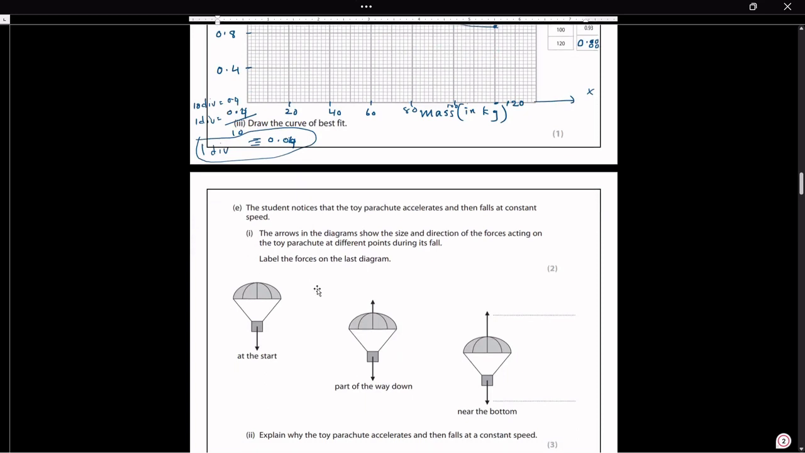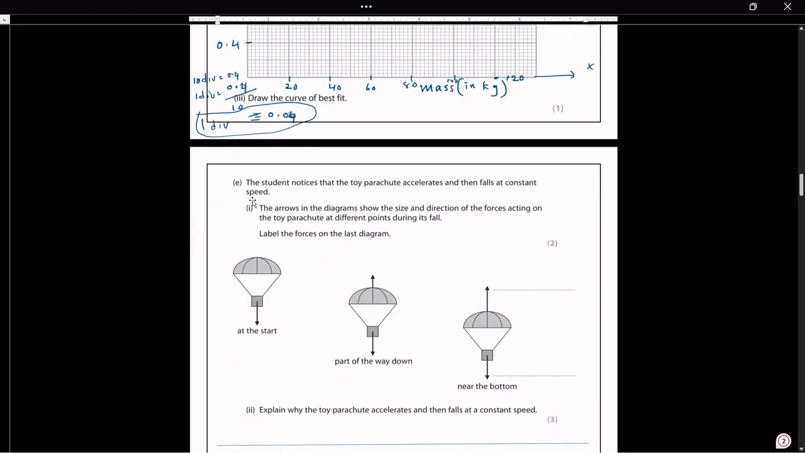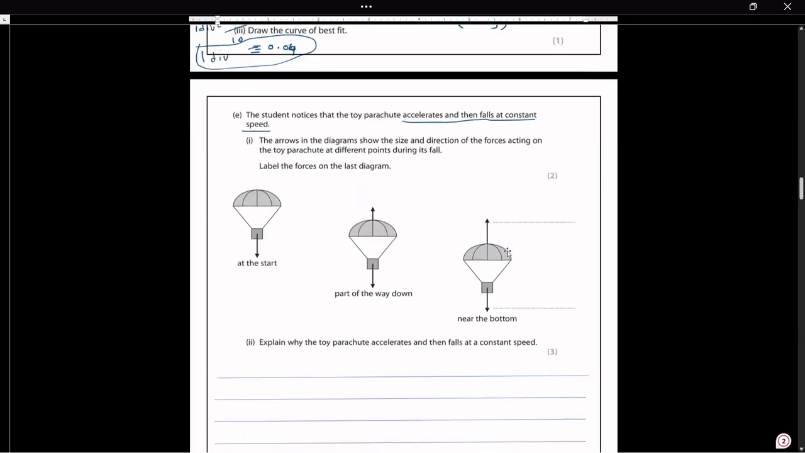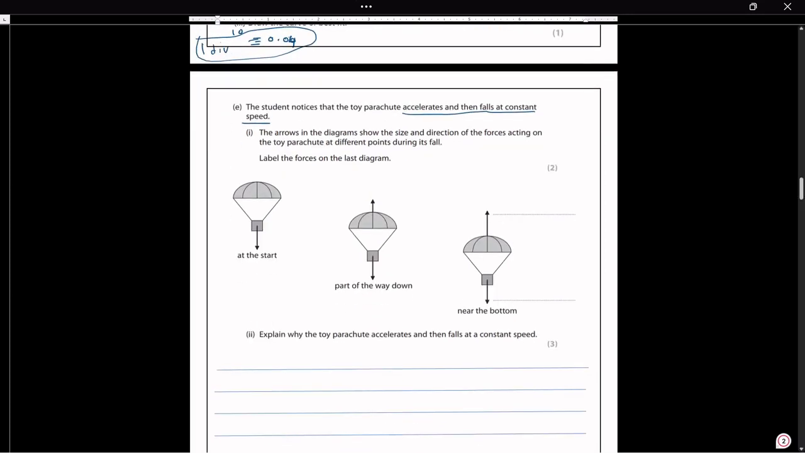Then the next part of the question is: the student notices that the toy parachute accelerates and then falls at a constant speed. So he notices that when you drop the parachute, first it accelerates and then it moves at a constant speed. After that, speed is not changing. This is what is given at the start, then part of the path down, then near the bottom.